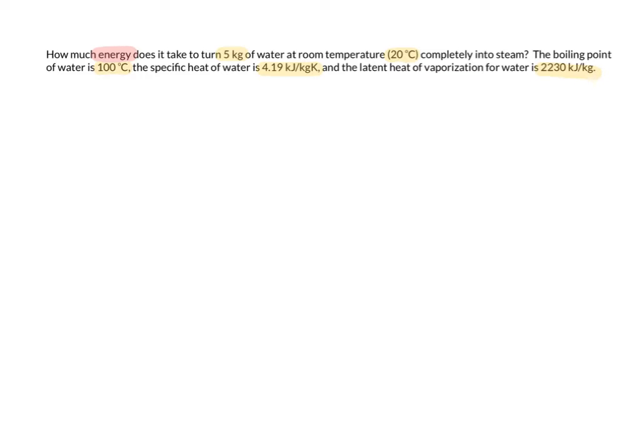In order to start this problem, I am going to go ahead and draw the phase diagram for this water. So we have heat on the x-axis, measured in kilojoules, and temperature on the y-axis, measured in degrees Celsius. And our water starts here at 20 degrees Celsius. We're going to first heat the water up until it reaches its boiling point, 100 degrees Celsius, because it's not going to turn to steam until it reaches that temperature. So that's going to be the first step of our problem.